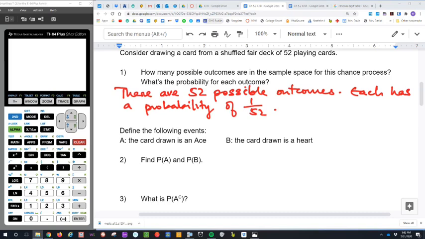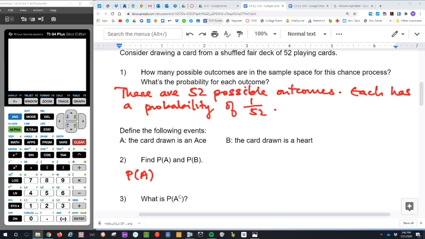So next part, define the following events. Event A is the card drawn is an ace. Event B is the card drawn is a heart. So part 2, number 2, find the probability of A. So the probability of A is the probability of drawing a card that is an ace.